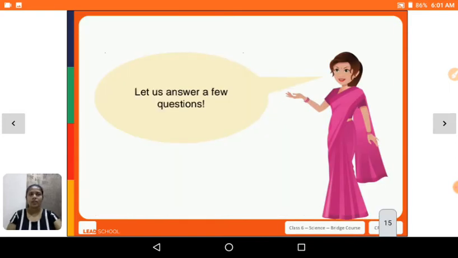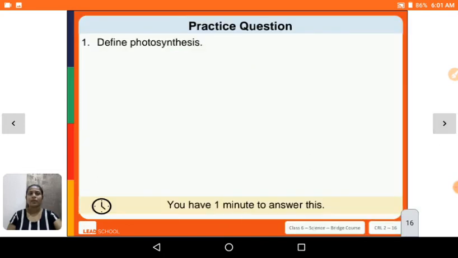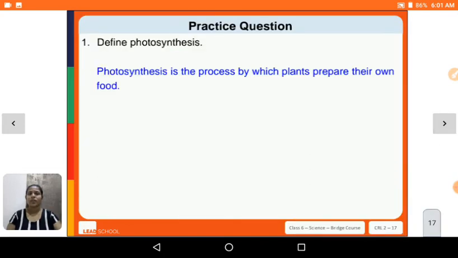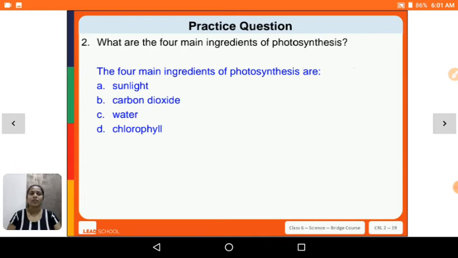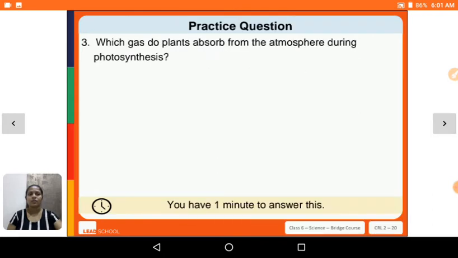So now let us answer a few questions. Define photosynthesis. Photosynthesis is a process in which plants prepare their own food. What are the four main ingredients of photosynthesis? The four main ingredients of photosynthesis are sunlight, carbon dioxide, water, and chlorophyll.